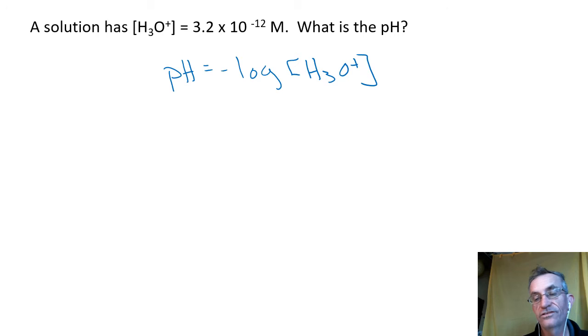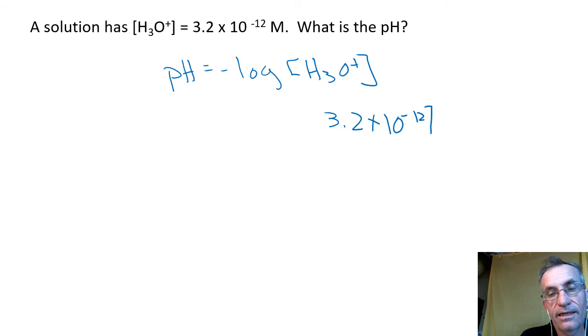All right, so it says a solution has a concentration of hydronium of 3.2 times 10 to the minus 12. What's the pH? So they tell us the amount of hydronium, so we'll put that in right here, 3.2 times 10 to the minus 12. And then it says pH is just the negative log of that number.